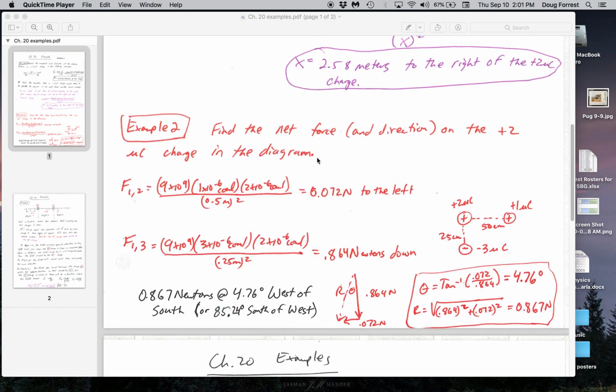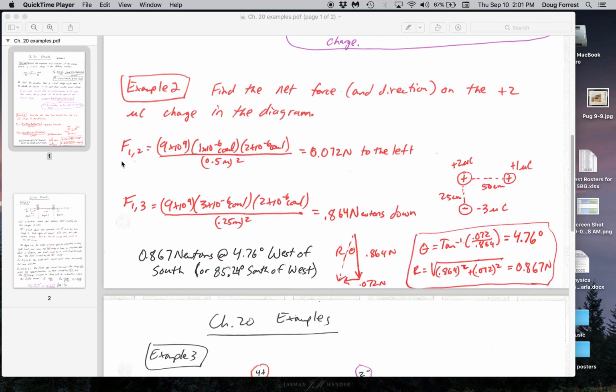So example 2 says find the net force and direction on the plus 2 microcoulomb charge in the diagram. This is the diagram here. We've got plus 1, plus 2, and negative 3 microcoulombs, 25 centimeters and 50 centimeters. So in this case, this is a vector problem. So for the force between 1 and 2, I could use Coulomb's law equation. Notice it's 50 centimeters, that's 0.5 meters. So I do want to use standard units in here, so no microcoulombs and no centimeters. It's got to be coulombs and meters.